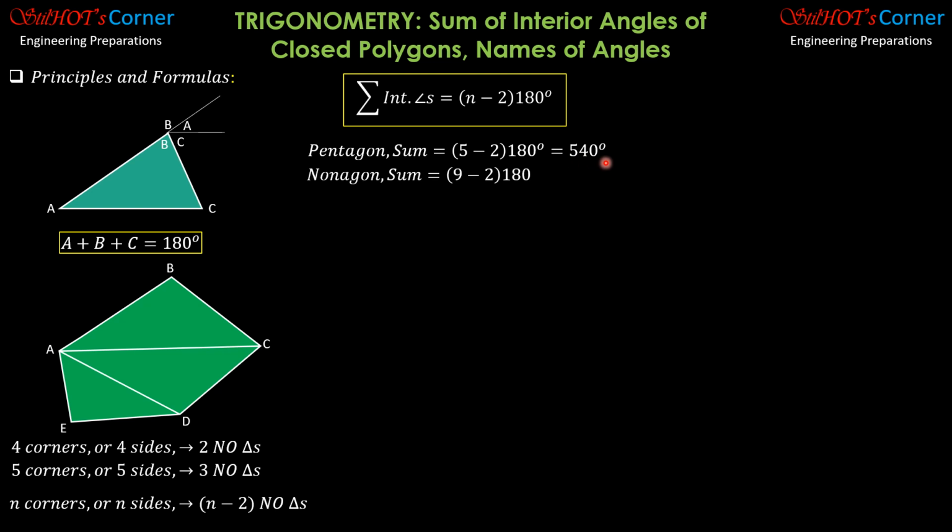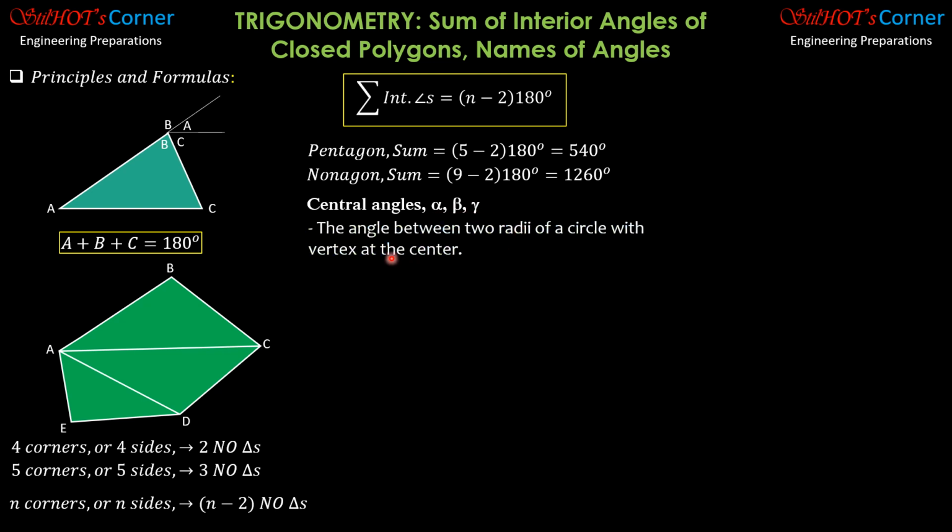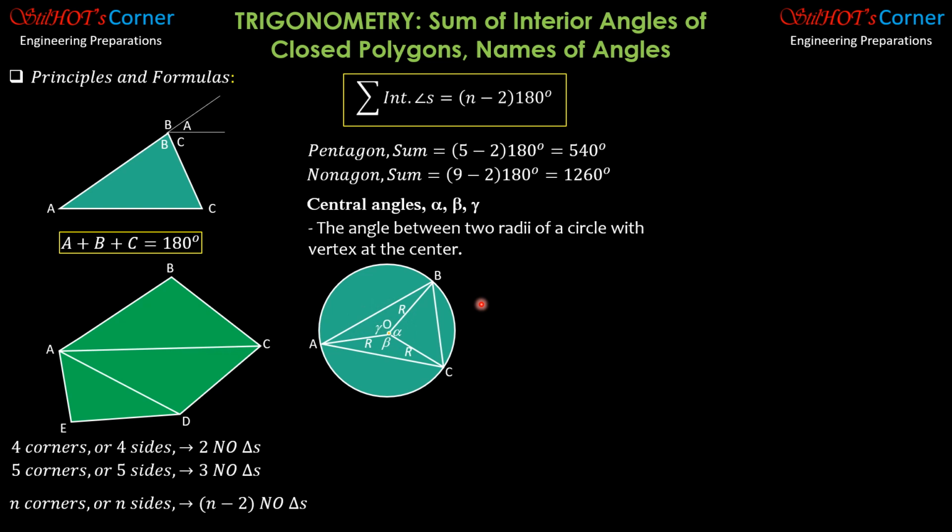For a nonagon, the quantity is 9 minus 2 times 180 degrees, so that's 1260 degrees. For some other terms, let's have central angle or central angles. In this case, we denote central angles as alpha, beta, and gamma in the figure shown, because that's the angle between two radii of a circle with vertex at the center of the circle, which is shown here.